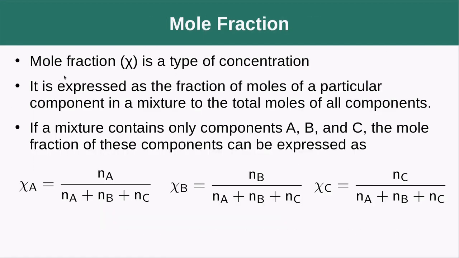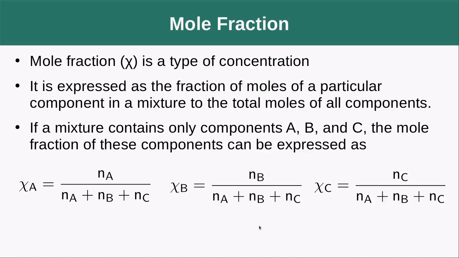So now I want to introduce the mole fraction. This is a type of concentration. It is expressed as the fraction of moles of a particular component in a mixture to the total moles of all components. So if a mixture contains A, B, and C, the mole fraction, this is a capital chi, a Greek letter, of A is going to be the number of moles of A over the total moles, which would be the summation of A, B, and C. Similarly, we could have the mole fraction of B and the mole fraction of C.